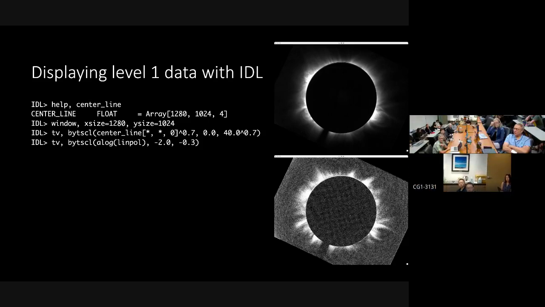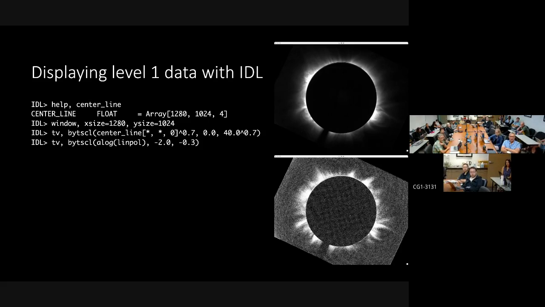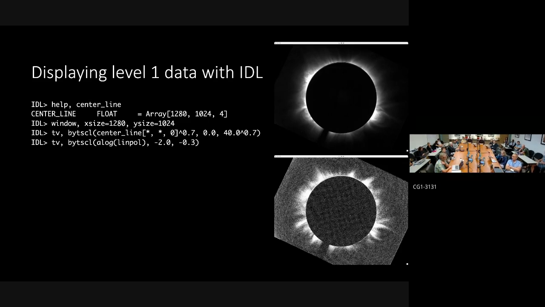And then I display linear polarization using a log. I had calculated this linear polarization, but it's just the square root of the Q squared plus the U squared, right? Just the other indexes of that center line, the 1 and 2 indices, and displaying it from -2 to -0.3. We'll have better displays later. We really want averages for this. This is for a single file for linear polarization, so that can get a little rough.